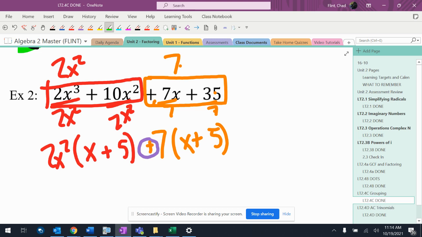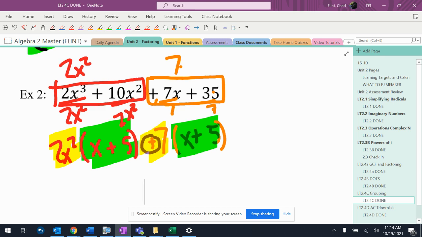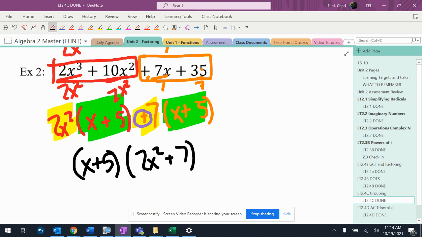So then what do I have? Well, I've got an x plus 5, and an x plus 5, and then I have a 2x squared and a plus 7. I'm factoring that x plus 5 out, but I could care less if you say that. What are you left with? Well, you're left with an x plus 5. There's two of them. And you're left with 2x squared plus 7.